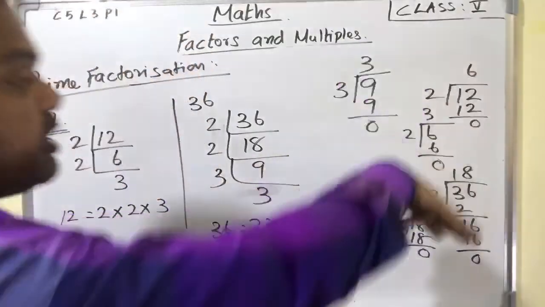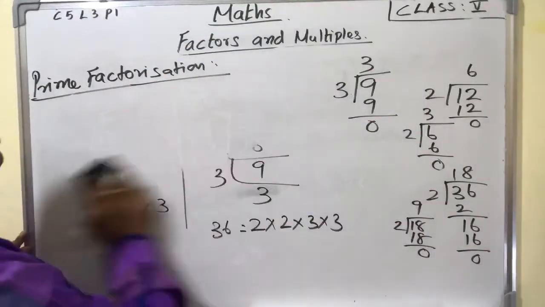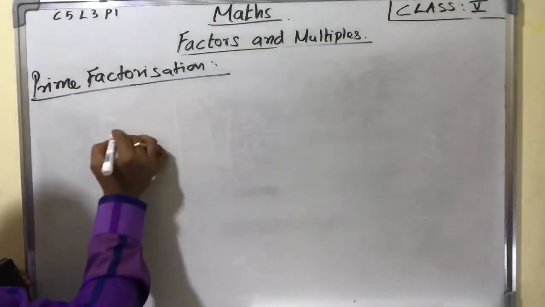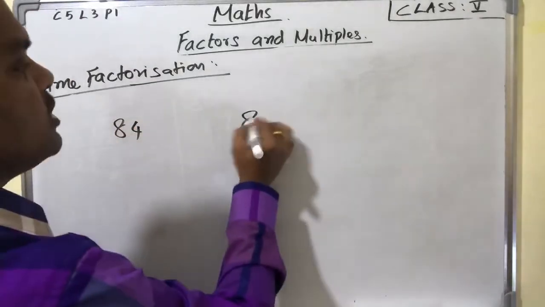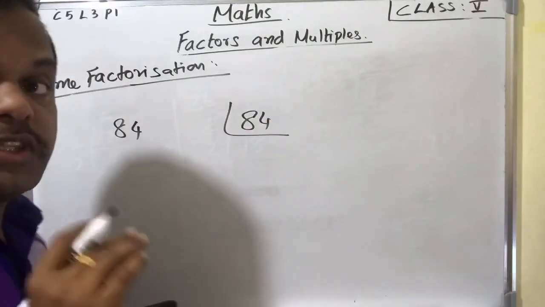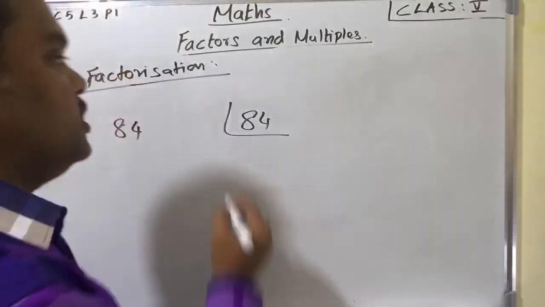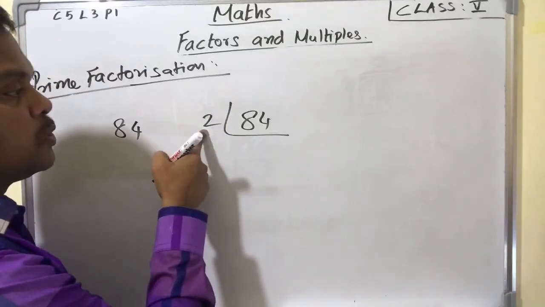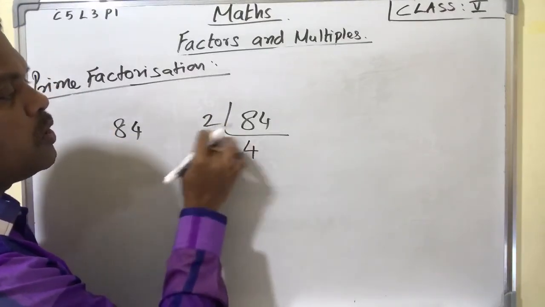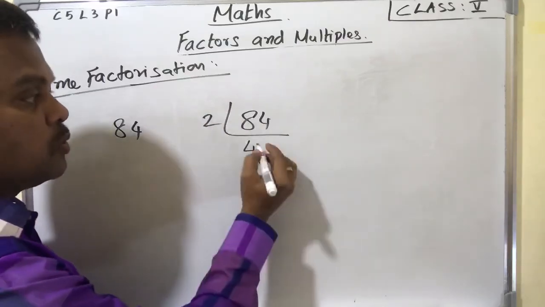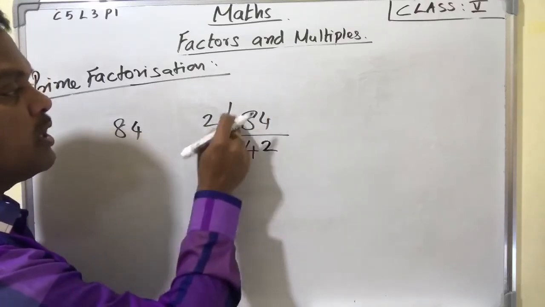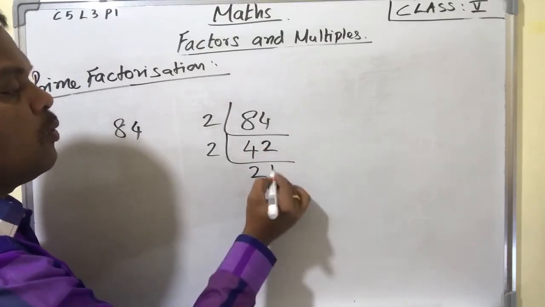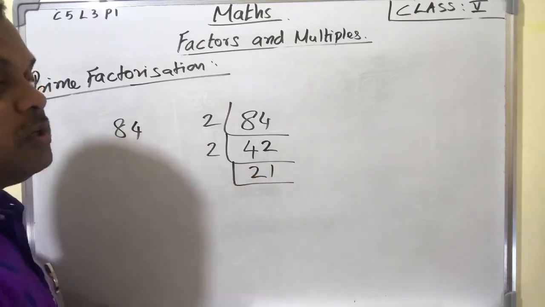One more example I can give, 84. That one I will not divide like that; directly I am going to do it. 84 factorization. Check with 2. Always divide with 2 only. 4 2s are 8. Finished. 2 2s are 4. 4 2s are 8. Finished. 2 2s are 4. Again with 2. 1 2 is 2. Again division with 2 is possible.